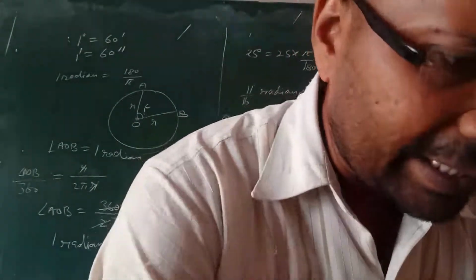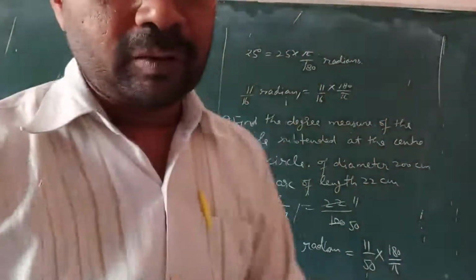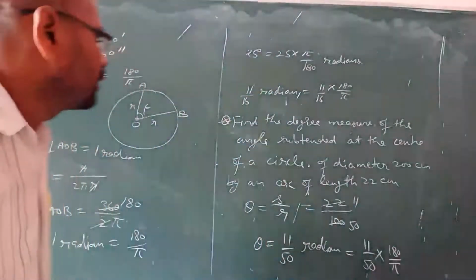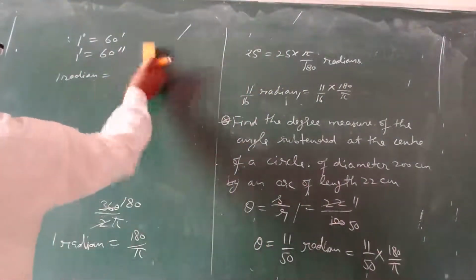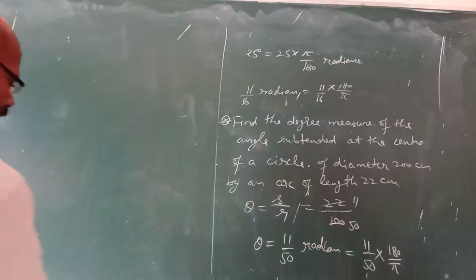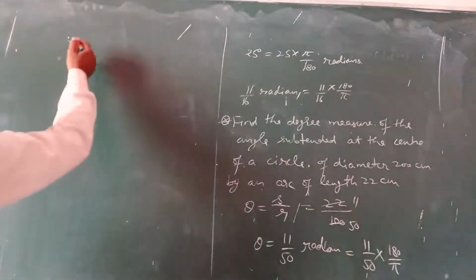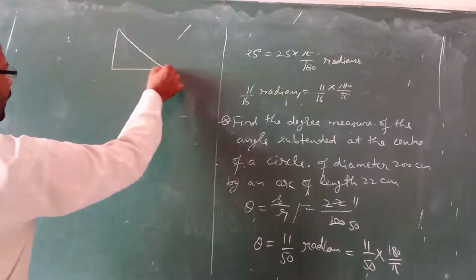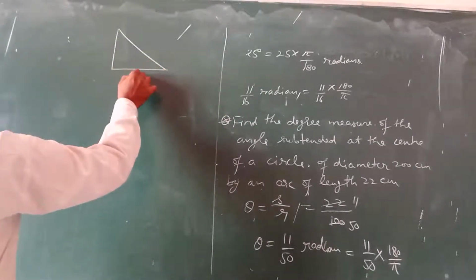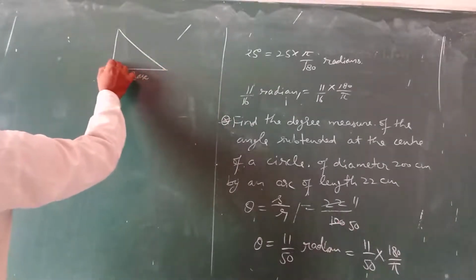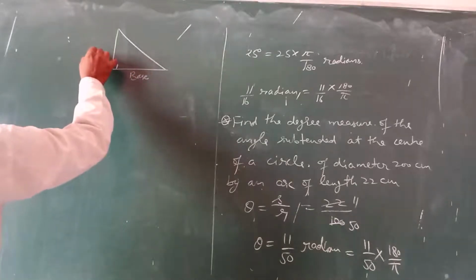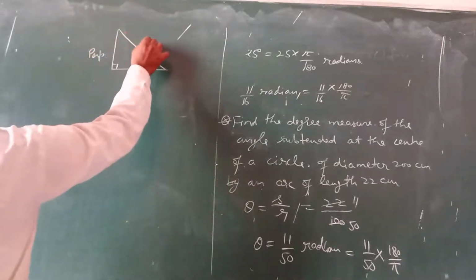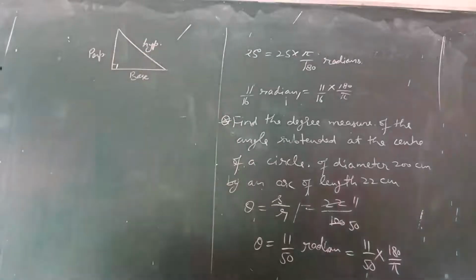First we will write some formulae which are the common formulae for use. Trigonometry is done by the Pythagoras theorem. In the right angle triangle, this is the base, this is the perpendicular, this is the hypotenuse.